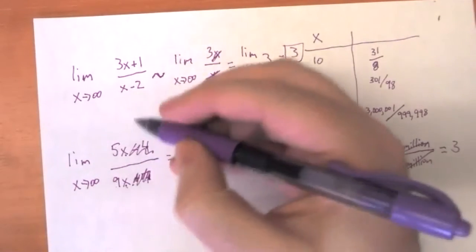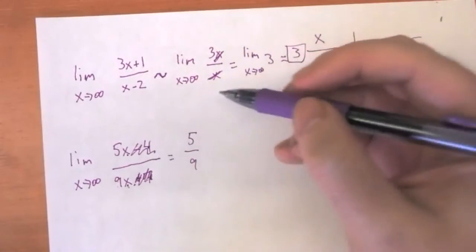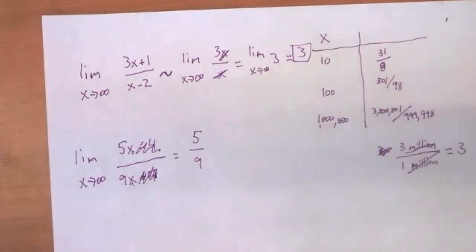So we've got 5x over 9x. We can just cancel out the x's, and that leaves us 5 over 9 as our limit. And if you want, you can hop over to GeoGebra and graph that function, 5x minus 4 over 9x plus 7, and see that as x approaches infinity, you'd need to draw the line where y is equal to 5/9. You would see that that is the asymptote of that function.